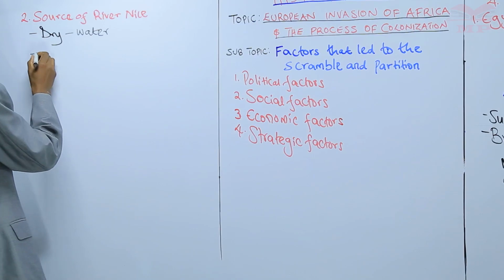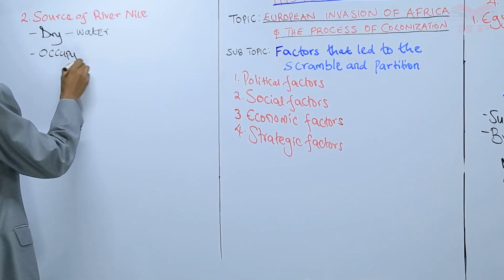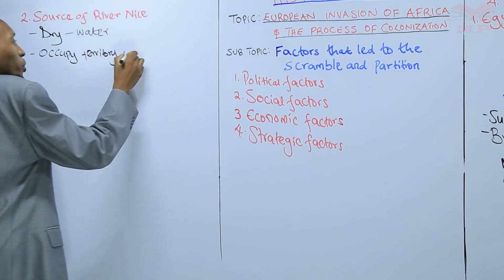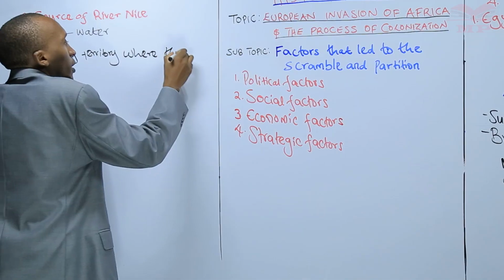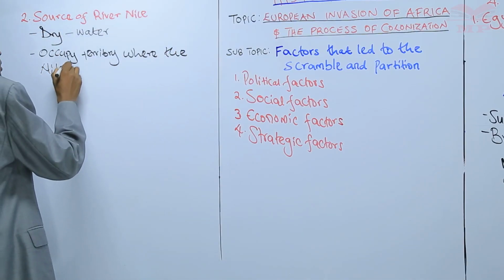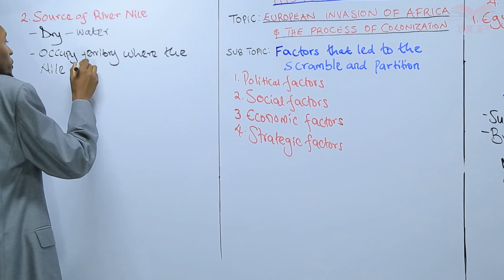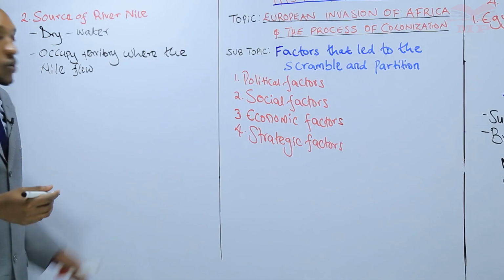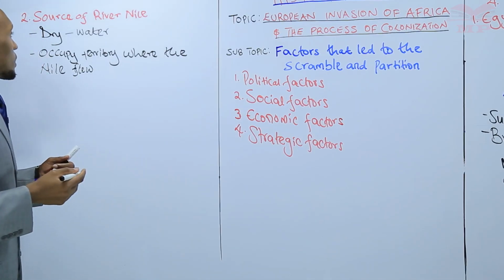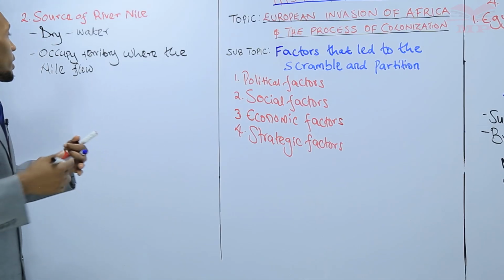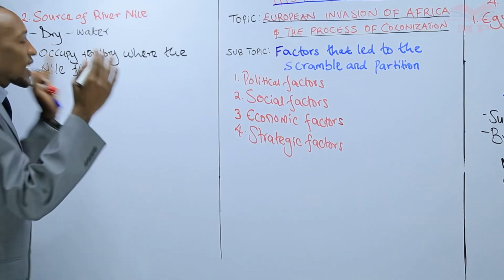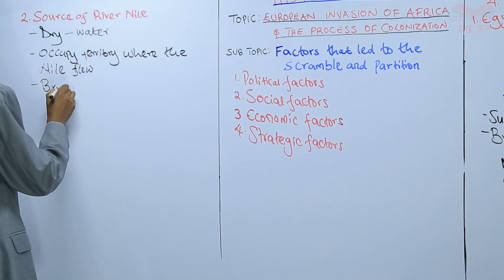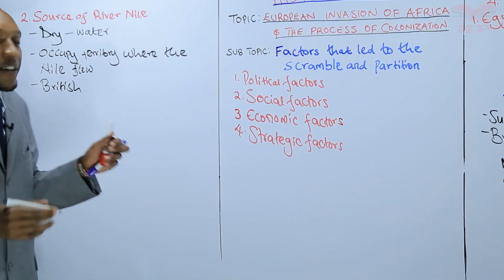So they needed to occupy the territory where the Nile flowed, right? Where the Nile was flowing through, they had to make sure that territory is secured. It was of strategic importance for the British, remember we are talking of the British, to occupy every land.